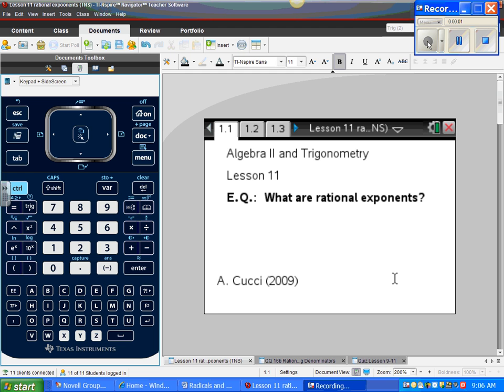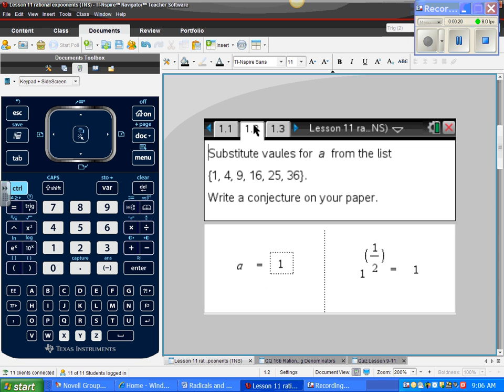Okay, so what we're going to talk about today is something called rational exponents. We're going to find how radicals and exponents are related, because they are directly related. Rational exponents means that the exponent is going to be written as a fraction. I know how much you guys like fractions. It's really not very difficult. Okay, so let's go to the next page.